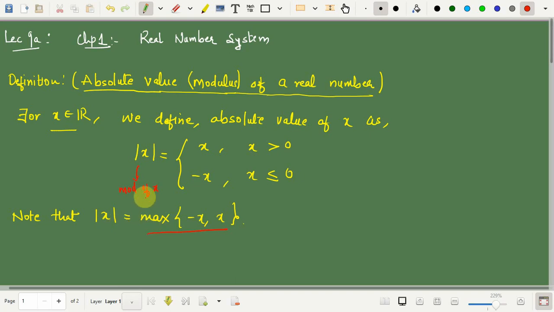The other thing is that this mod of x is always non-negative from the definition, and in fact, you can see that mod of x is also the same as mod of minus x. So, that we would see shortly.